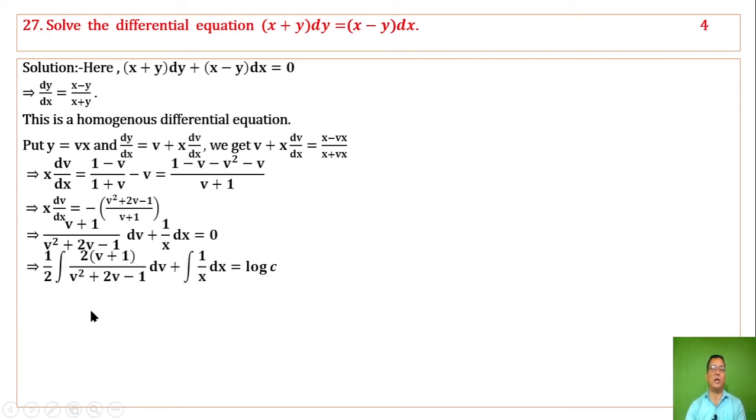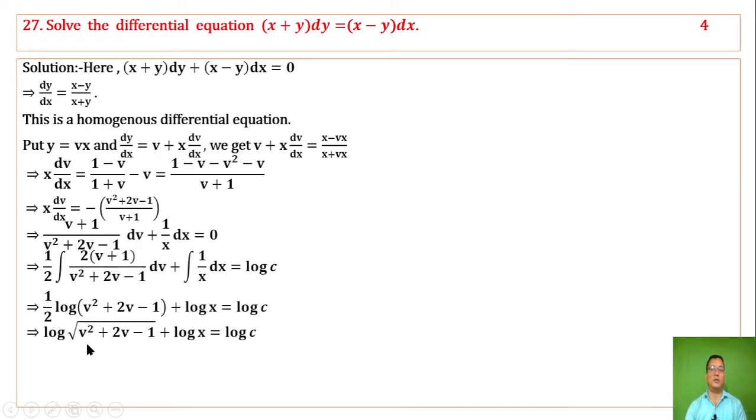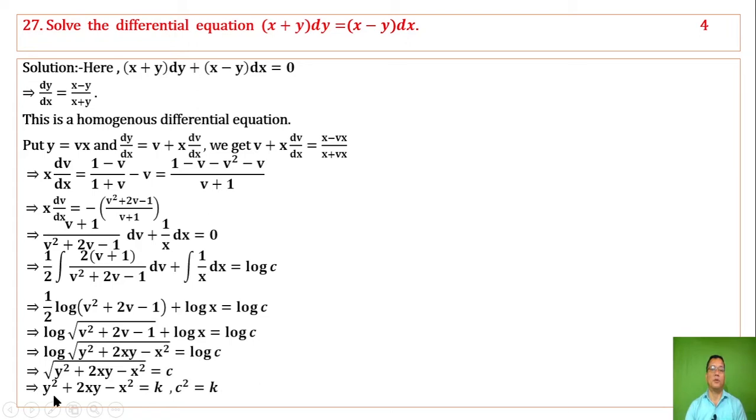Integrating both sides and rearranging we get this. Integrating, we add the constant of integration, written as log c, and using the log property we get this. Squaring, we get the required general solution.